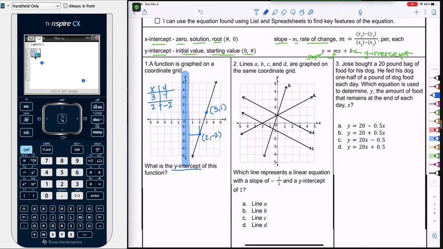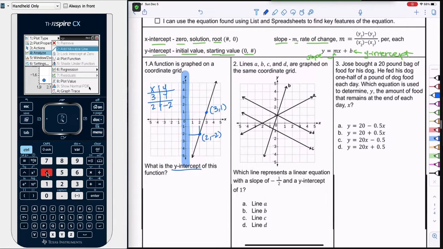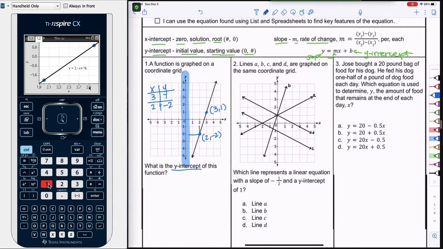Our y-axis is always up and down. X is always left to right. Then we have menu 4, 6, linear 1. So this is my equation: y equals 3x minus 8. And remember what we said. Our 3 is our slope. Our -8 is our y-intercept. So in this case, my answer is -8. That is your y-intercept.